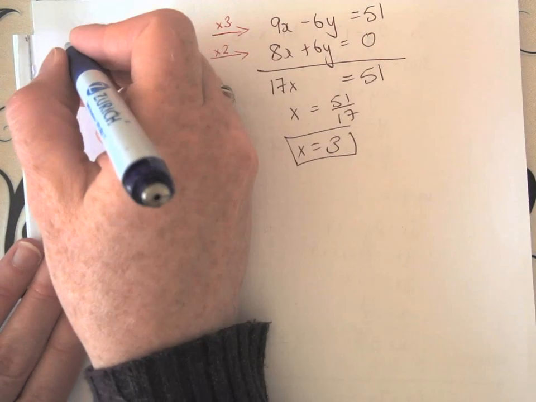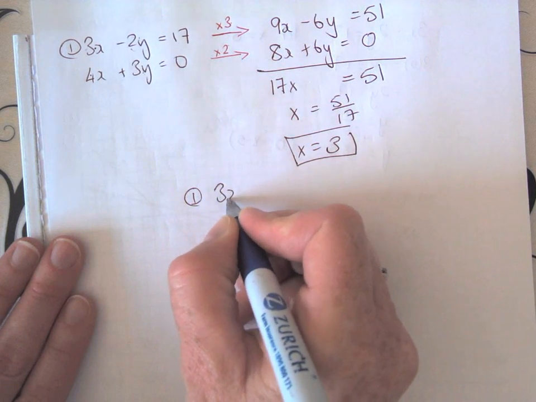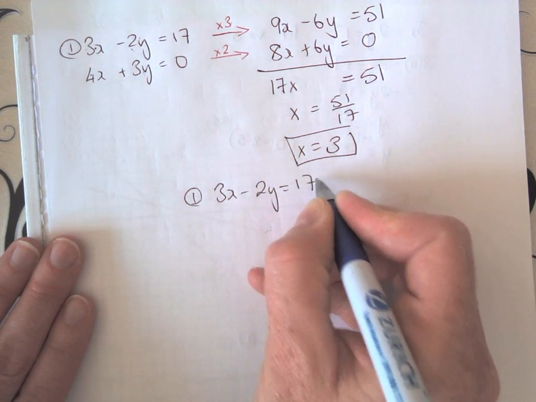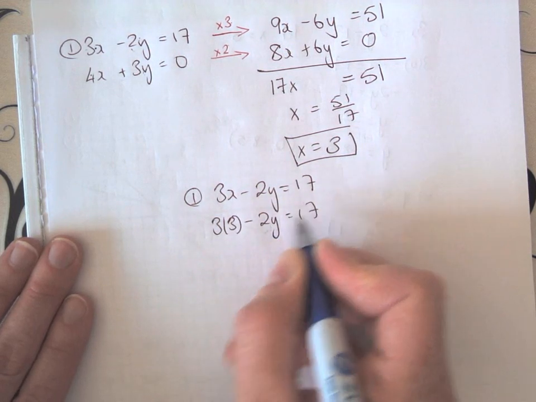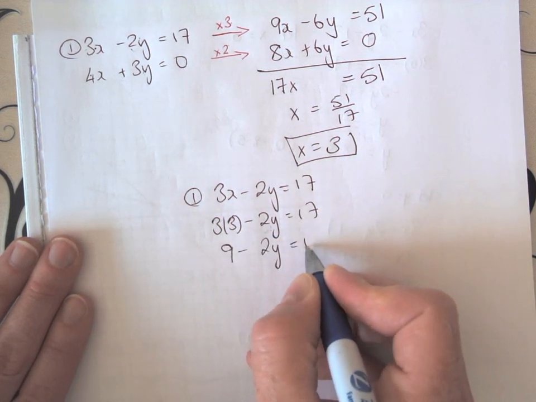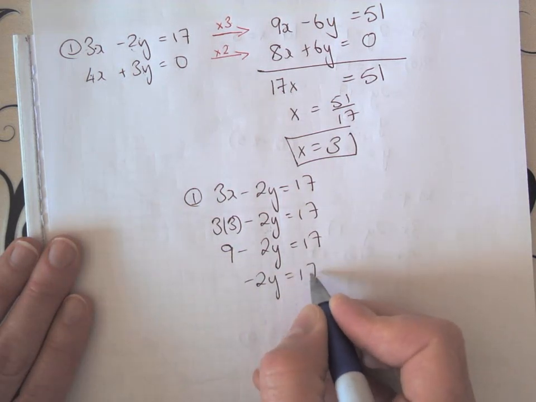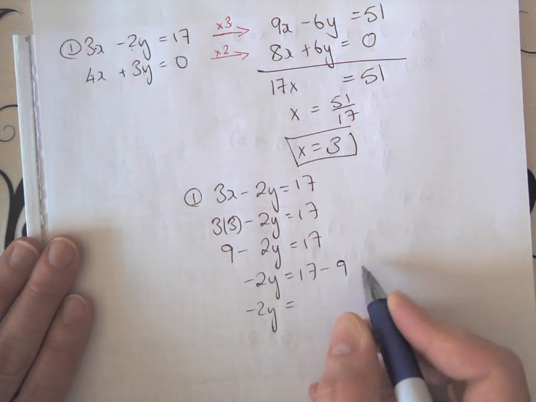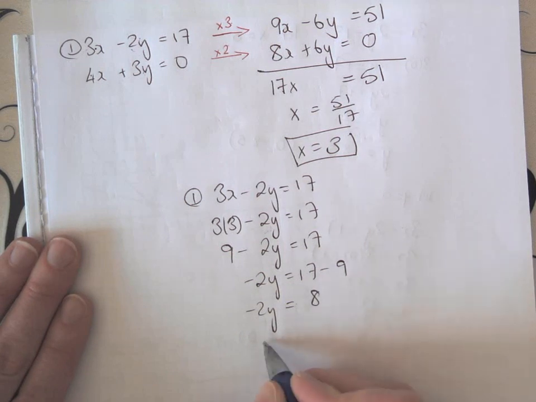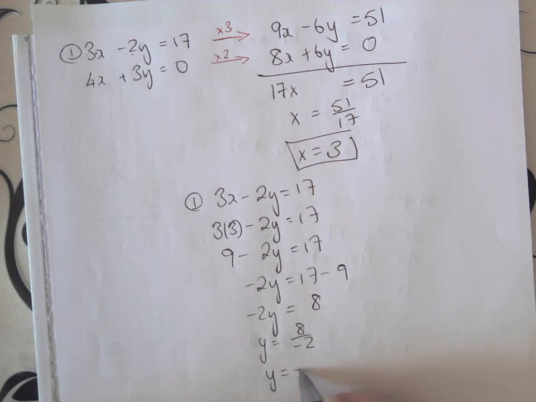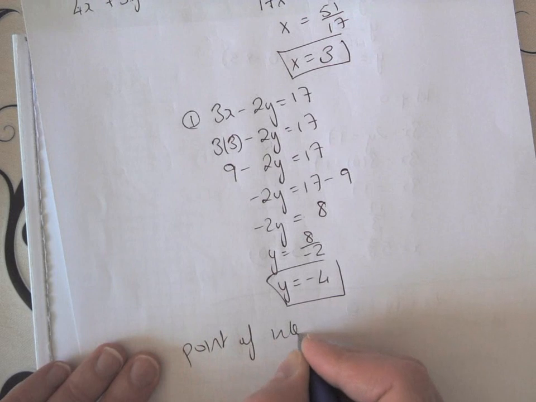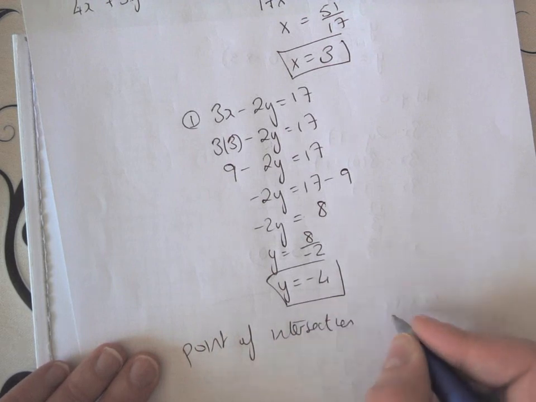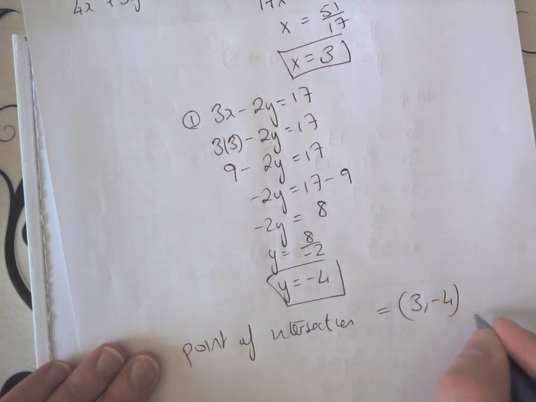And then again, just fill it back in. It doesn't matter which equation you fill it into. When x is 3, we want to find out what y is. When the 9 comes over, it becomes a minus 8. So then y is equal to 8 over minus 2. So y is equal to minus 4. So the point of intersection is 3, minus 4. Okay.